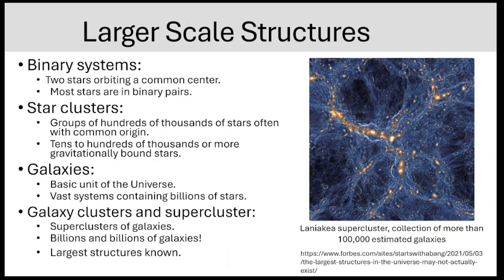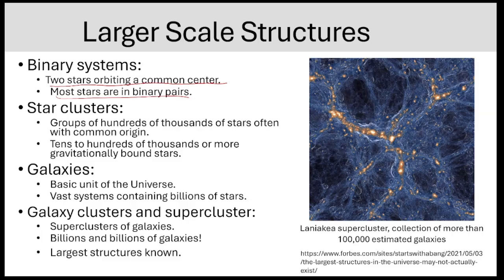And let's talk about larger scale structures. As we know, stars rarely exist alone. Stars exist in either binary systems or clusters of stars. So the binary system is two stars orbiting each other, or two stars orbiting a common center.